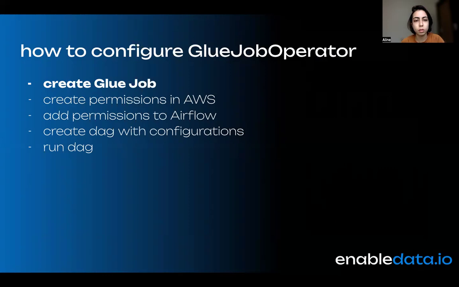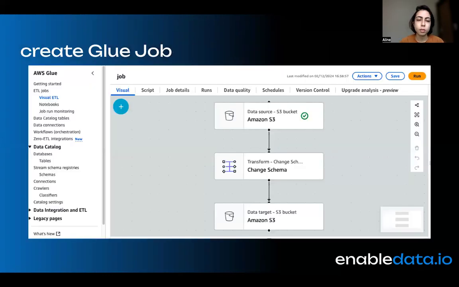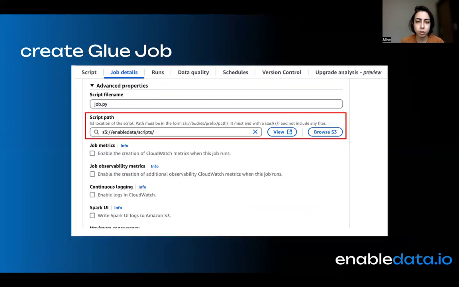First of all, create the glue job. I've opted to use the visual ETL, but you can also just create a Python script or Python PySpark script and upload it to a bucket. But in this case, I wanted some simplicity on the job itself, so I just wanted to get data from S3, change the schema, and upload it to S3.